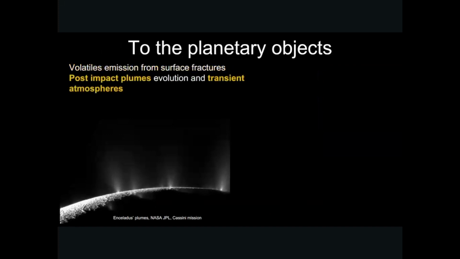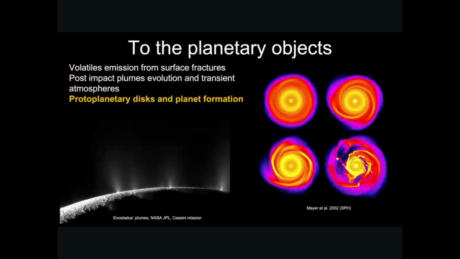But also post-impact plumes and the formation of transient atmospheres, as well as planetary disks and planet formation, like this paper, which was actually using SPH for studying giant planet formation. And then also you can study, I hope you are going to do this in the near future, comet jets and outbursts.